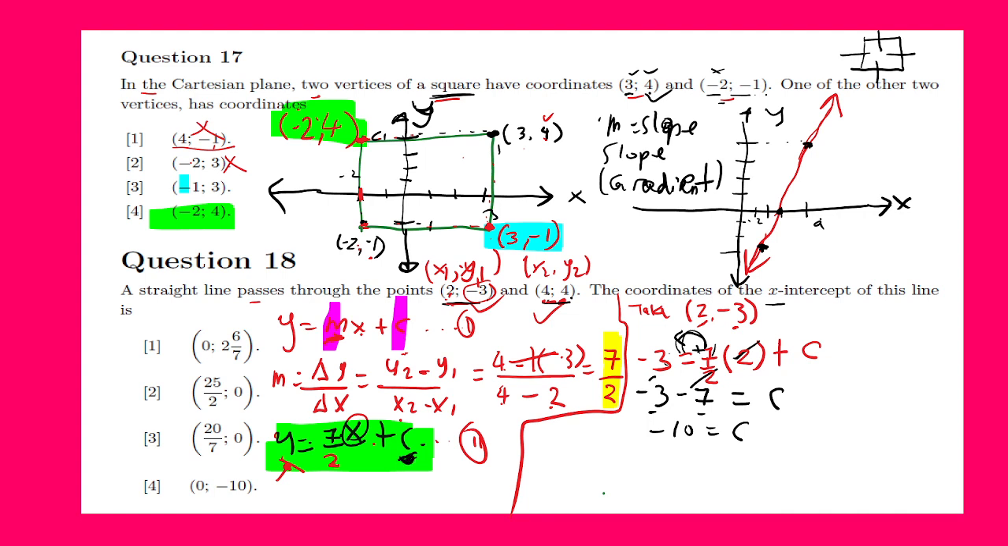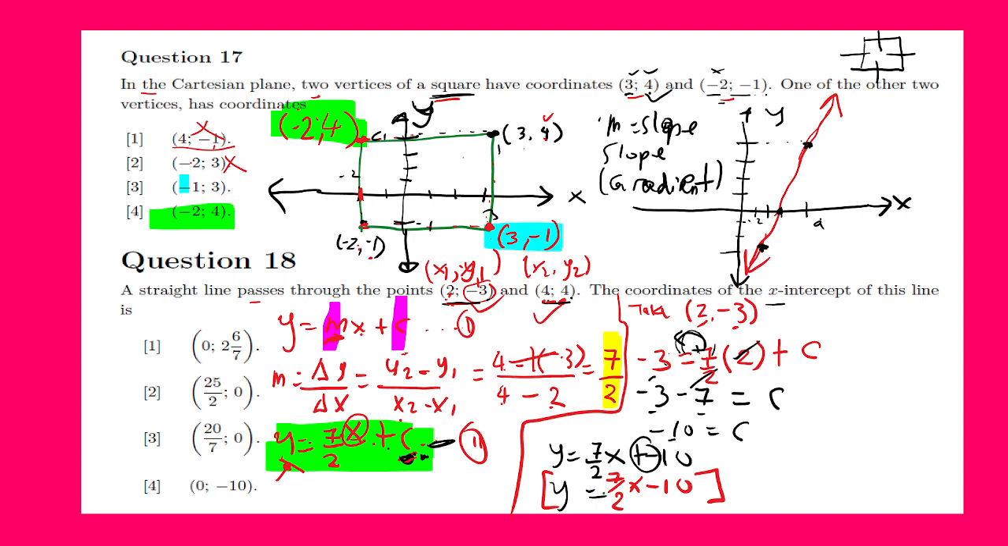So then question number 2 becomes y equals 7 over 2 x plus c, where c equals -10. But we know plus and minus gives minus. So this will become y equals 7 over 2 x minus 10.